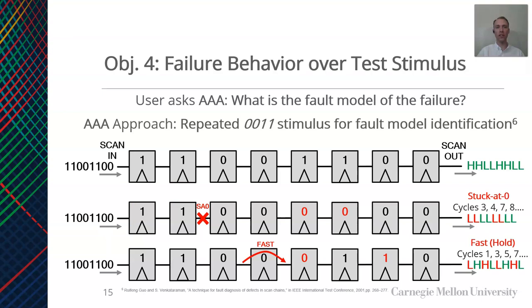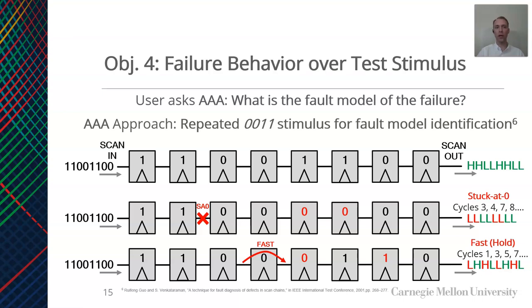For the final objective of failure behavior over test stimulus, the user will ask AAA for a fault model that describes the failure. AAA leverages the uncompressed scan chain mode for controllability and observability and supplies a repeated 0011 stimulus to the scan chains. Through this stimulus, each scan cell will experience a regular and repeated set of the 4 possible bit value transitions. An analysis of the locations of the resulting failing cycles can be used to identify and classify a fault model.